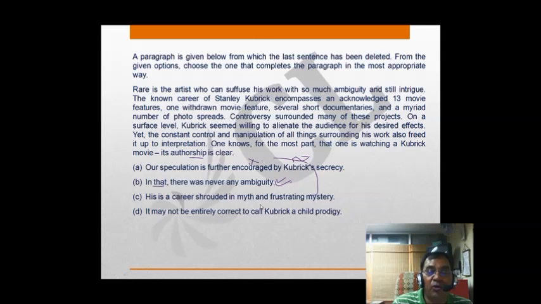It may not be correct to call Kubrick child prodigy. Oh, child prodigy, too again. Oh, so the thing was tough. But the answer was very, very clear according to me. The answer is B. Okay? Because only that thing while watching movie we could have said. Other things we could not have said by watching movie, that it is made by Kubrick.